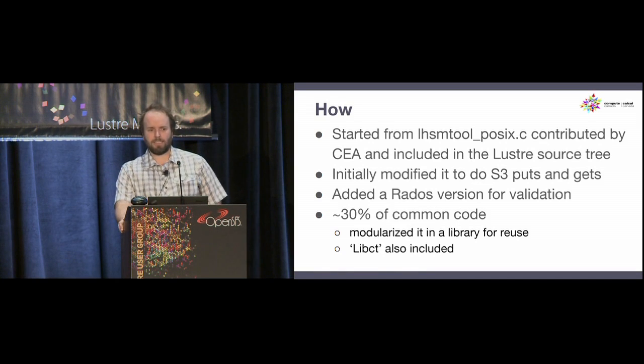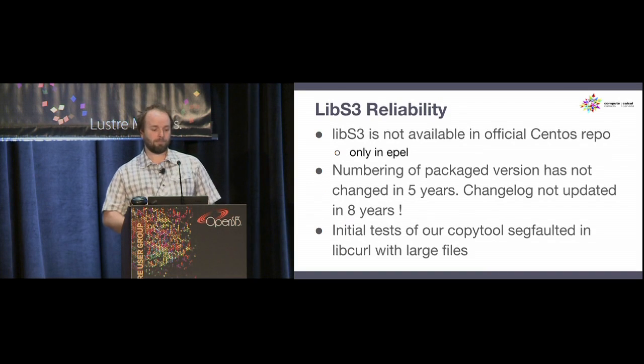In doing so, we noticed that about 30% of the code in all three Copytools I just mentioned, the POSIX Copytool and the two object Copytools that we developed, was common. So we modularized it in an external library that could be reused by future implementers of Copytools for Lustre. We put it in a libct library that is also included with our source code.